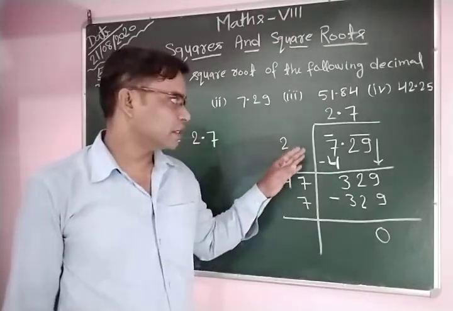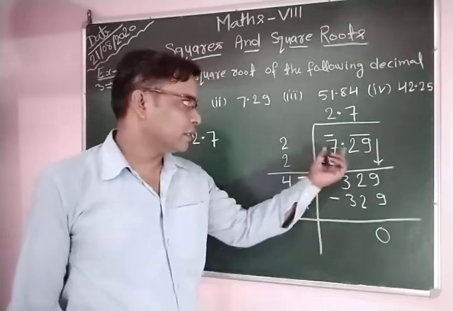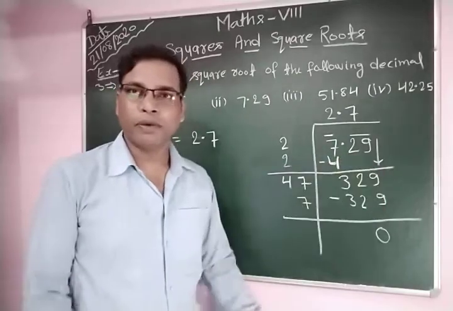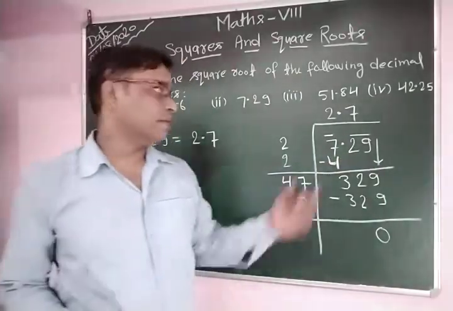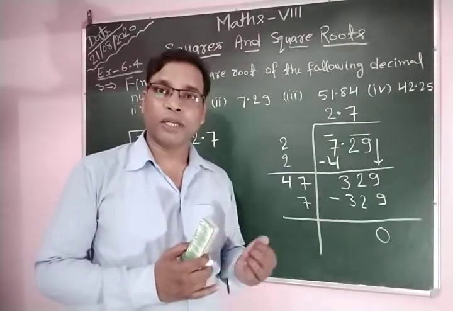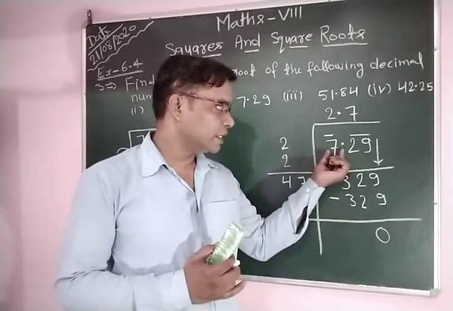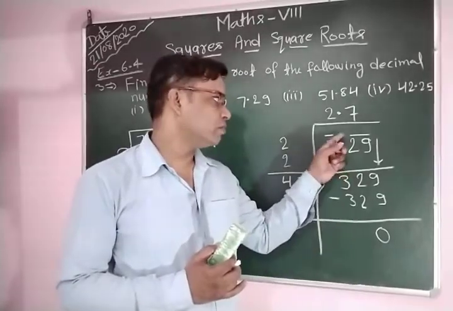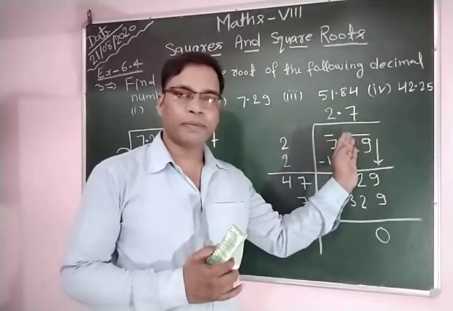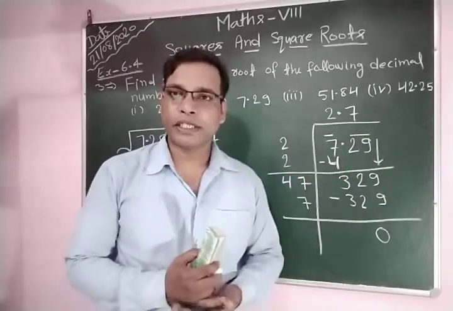You can see the given number is 7.29. So first we pair it. In these numbers you have two parts: integral part and decimal part. We put a bar from right to left in the integral part, and from left to right in the decimal part. So here you can see in the integral part only one digit 7, so you put a bar on 7, and in the decimal part you have 2 digits, we put a bar from left to right.